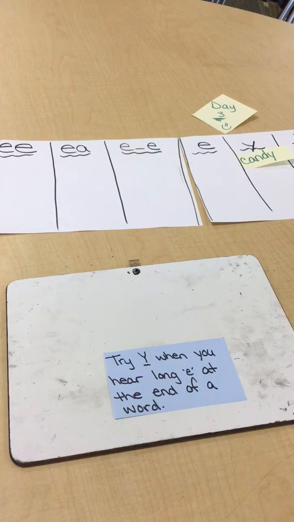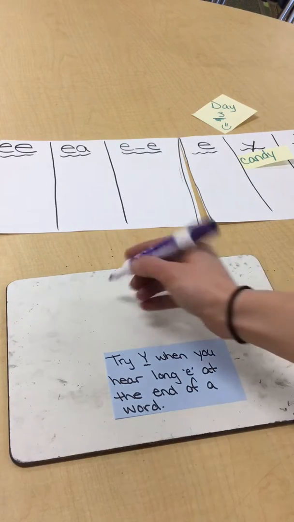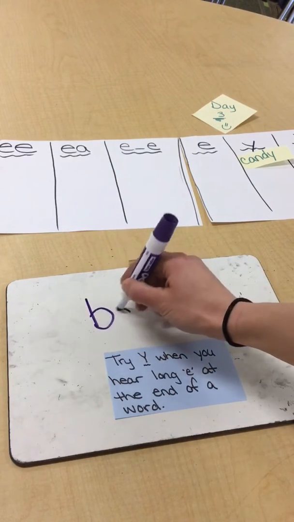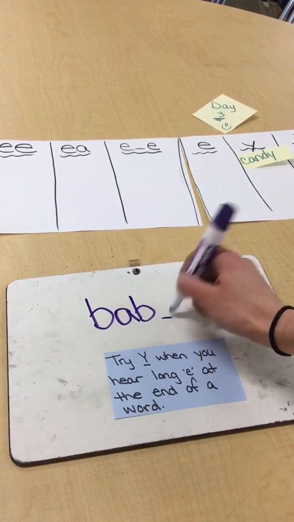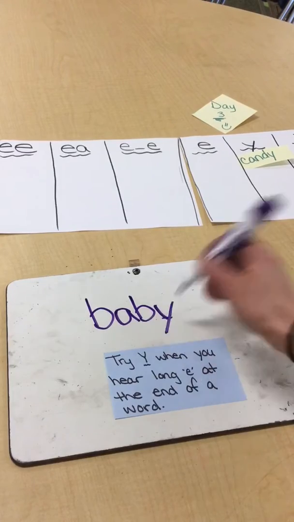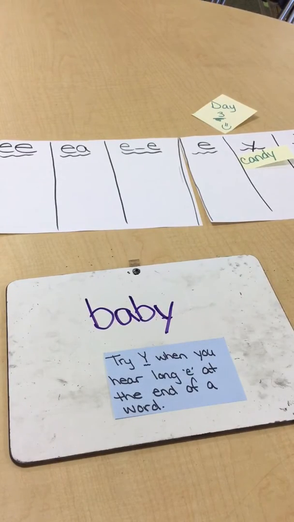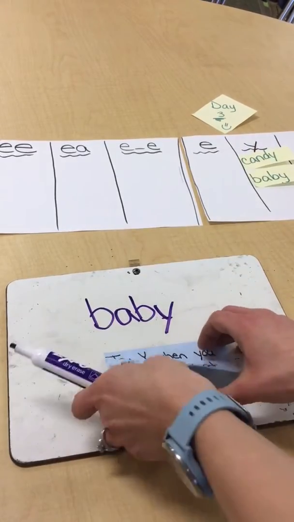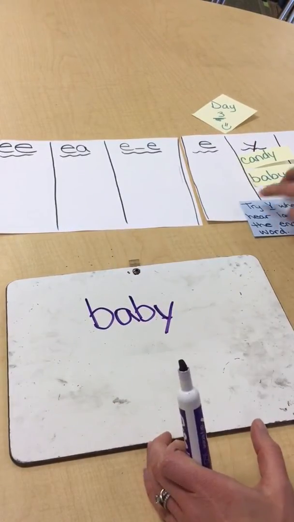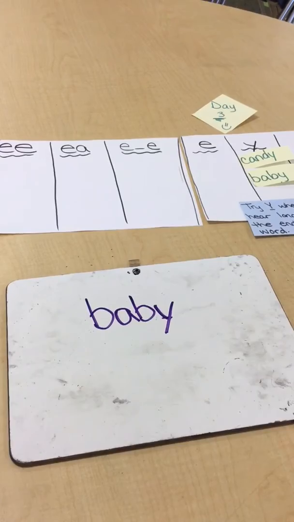So I'm going to try just an A in the word baby, and then I heard E at the end of the word. I'm listening for all of those things. B, A, B, E. That long E is at the end. I'm going to use just a Y. Baby. So when you hear it at the end of a word, try a Y.